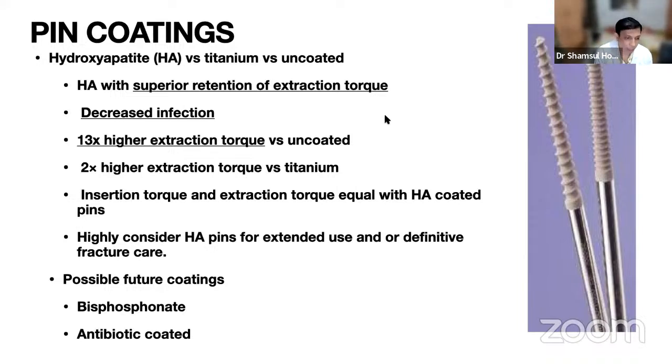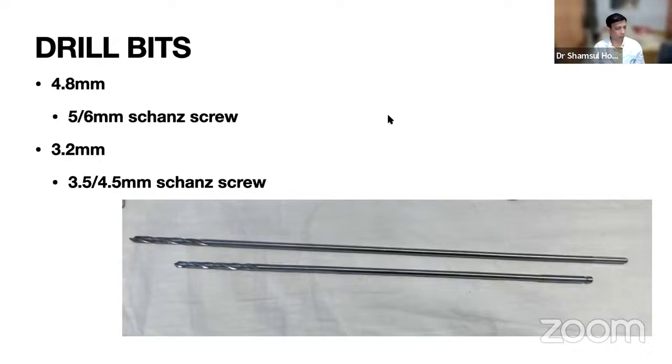Possible future coatings are bisphosphonate and antibiotic coated. We are waiting for the antibiotic coated, just like nails. These are the different drill bits we use for the different surgeries. In Ilizarov, we use 4.8 millimeter for the 5 or 6 millimeter Schanz screws. And then we use 3.2 millimeter for 3.5 or 4.5 millimeter Schanz screws.